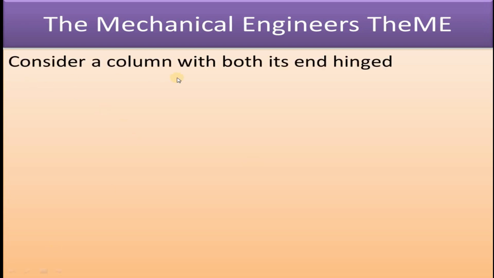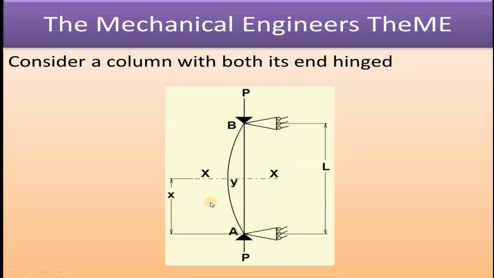So let's begin. Consider a column with both its ends hinged. This is the picture of the column. AB is the column and the length of the column is L. The column is held by two hinged supports at end A and end B. A compressive load P is applied on the column at end A and end B. Due to this compressive load, buckling will happen in the column.